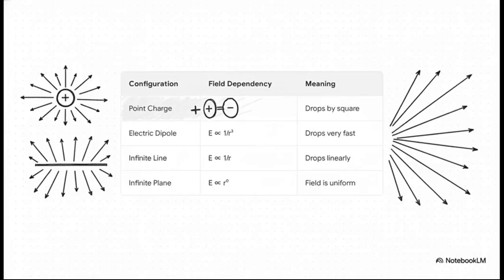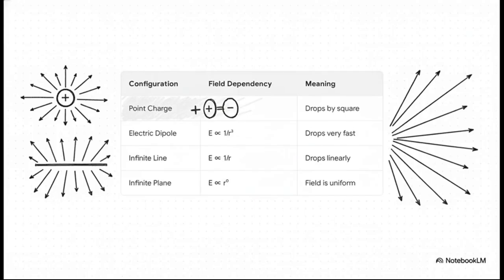So here's the big aha moment, uniting our entire exploration today. Look at how the geometry of the charge completely dictates how far its electric field can reach into space. A tiny dipole drops off incredibly fast at 1 over r cubed. A single point charge reaches a bit further at 1 over r squared. A line stretches it out to 1 over r. And an infinite plane sheet, its field is perfectly uniform, independent of distance entirely. The shape of the matter literally shapes the invisible physics of the space around it.